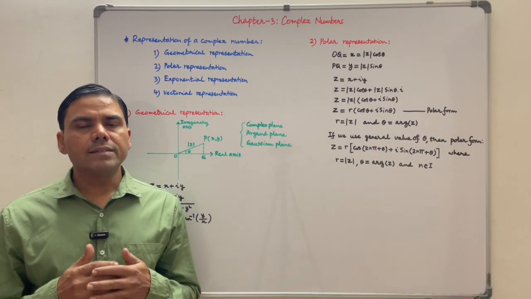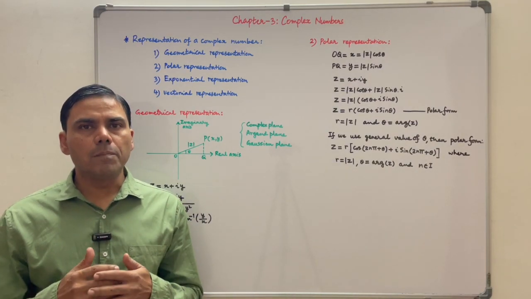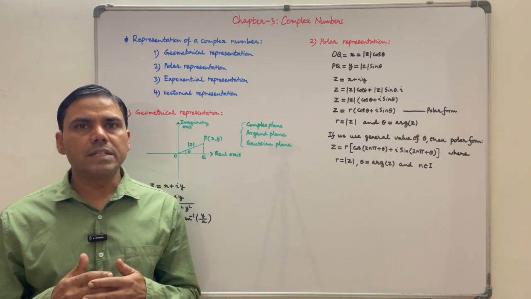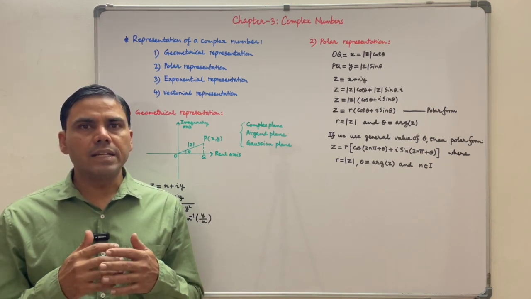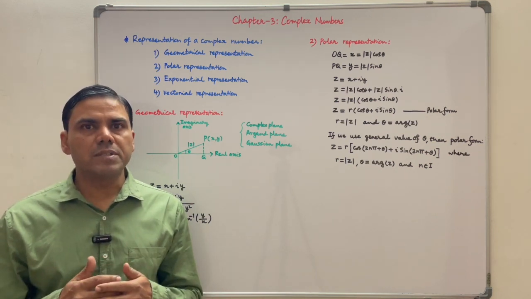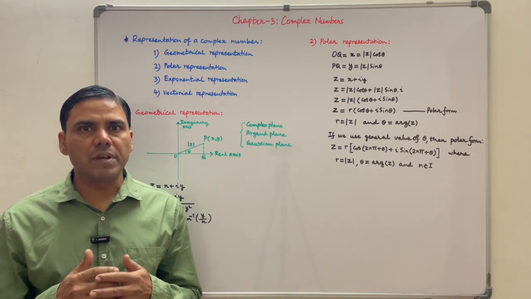Hello children, let us understand how to represent a complex number in different forms. A complex number can be represented in four different forms, and they are geometrical representation, polar representation, exponential representation, and vectorial representation. We will understand them one by one.